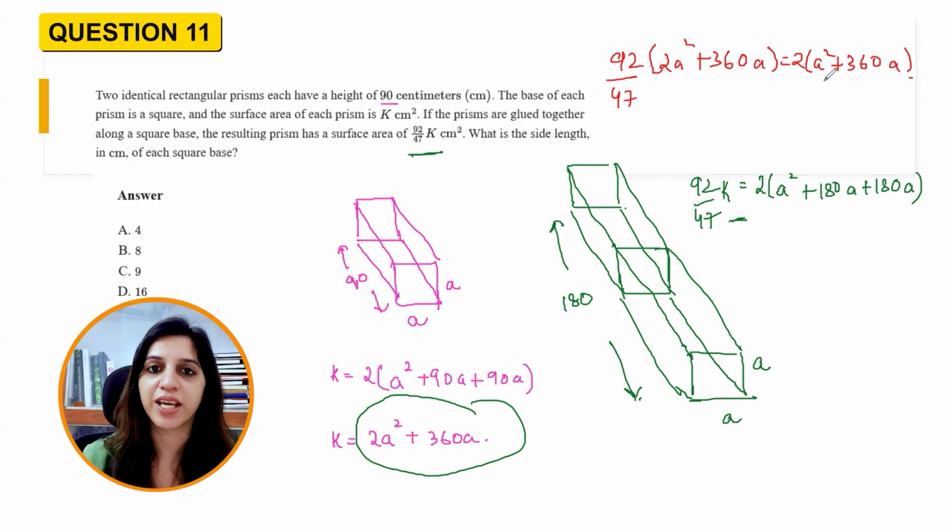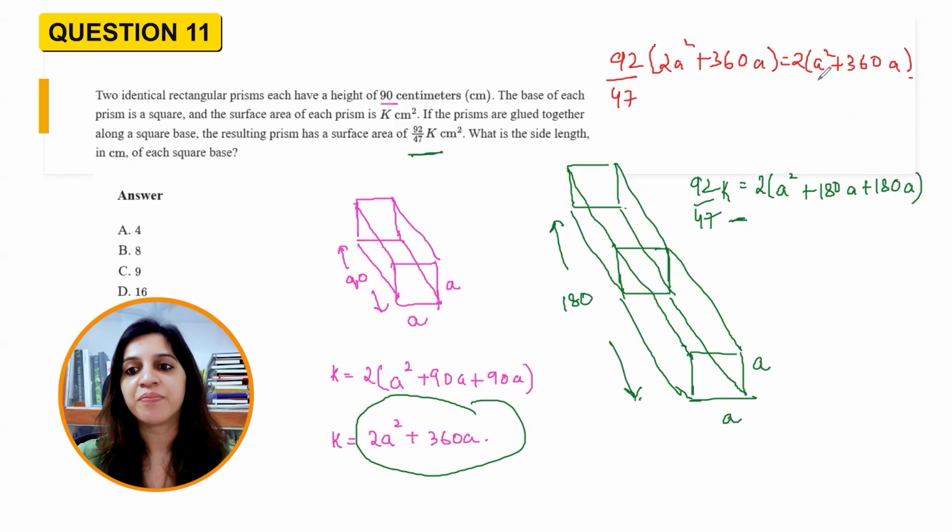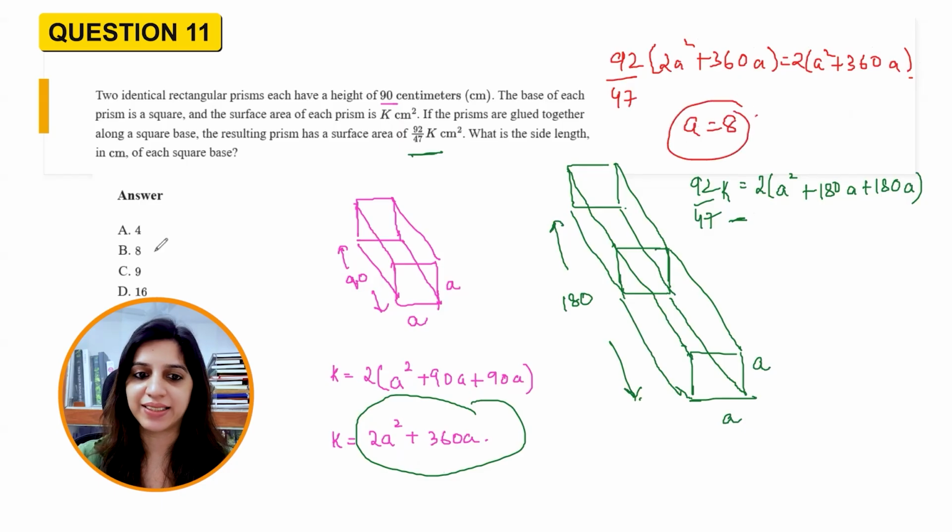Again, Desmos doesn't know A, B, C. It only knows X and Y. So I'm going to put it in X, solve it. When you do that, you will realize you get the value of A as 8. 8 is my answer. 8 is the correct answer here. I hope it's clear. Moving on.